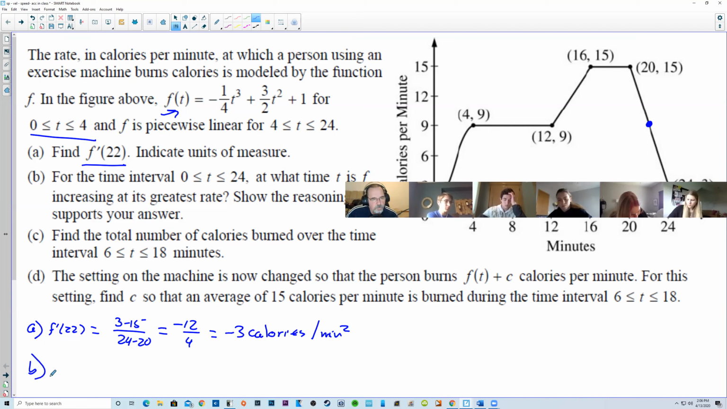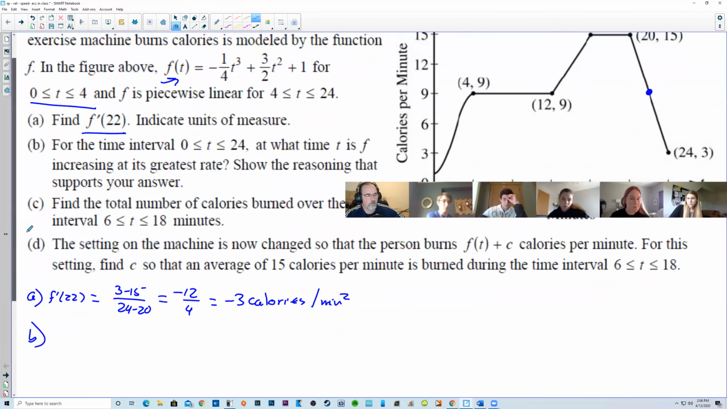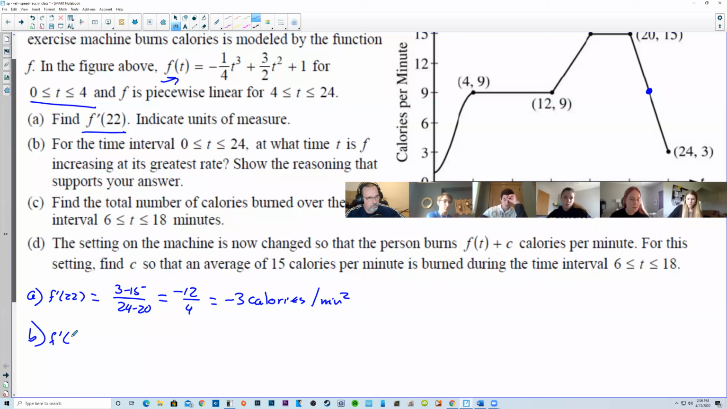B, for the time interval 0 to 24, at what time t is F increasing at its greatest rate? Increasing at its greatest rate, that's second derivative. Show the reasoning that supports your answer. So in letter B, we know that from zero to four, F prime of t is negative 3/4 t squared plus 3t. There's the rate. And then they want to know when is that rate at its greatest? Now we'll take the second derivative and set that equal to zero. That's kind of the tricky one on this problem.